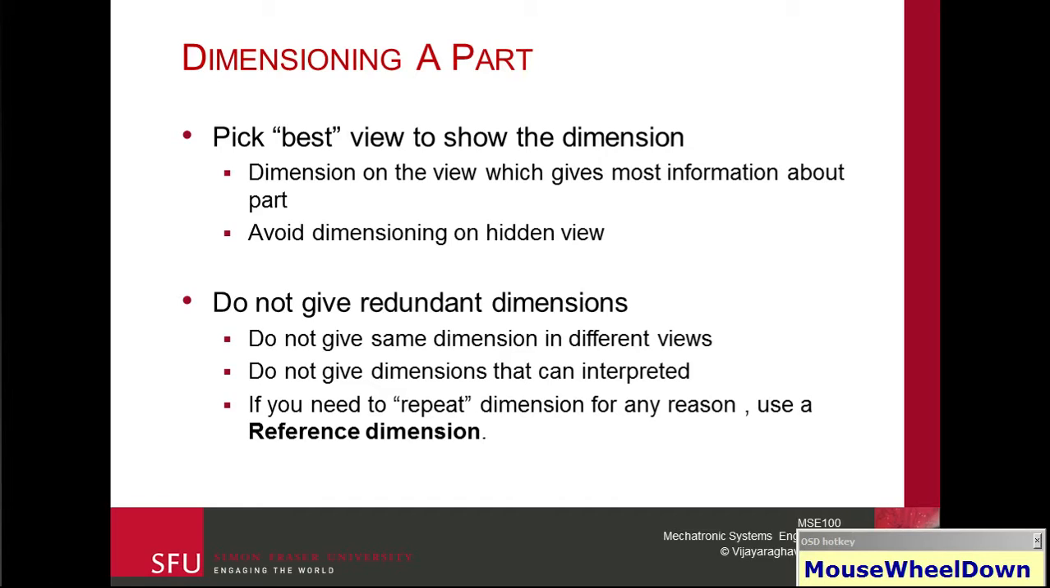When we actually dimension, you're going to be picking the best view for all the dimensions. You pick the view that gives the most amount of information, and you want to avoid dimensioning on hidden views. You do not give redundant information. If you have the same dimension, you don't want to put it in multiple views. Also, if one particular dimension can be interpreted as a combination of another set of dimensions, you should not include that. If you really need to include that information, you use something called a reference dimension.